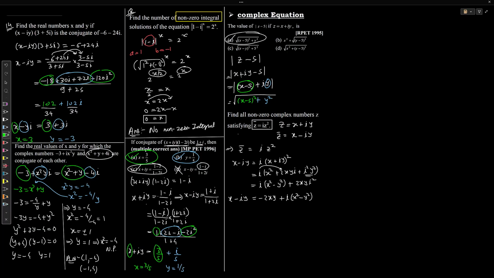So by comparing the real part of both sides, we will get x is equal to minus 2xy.